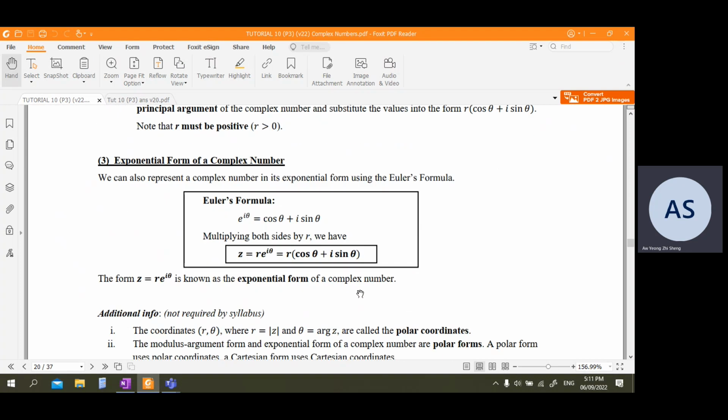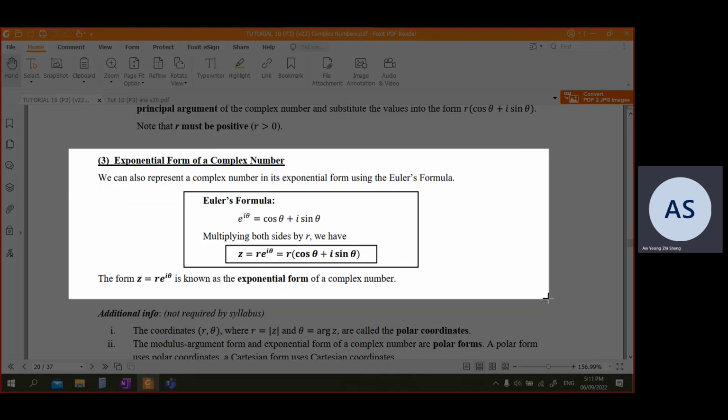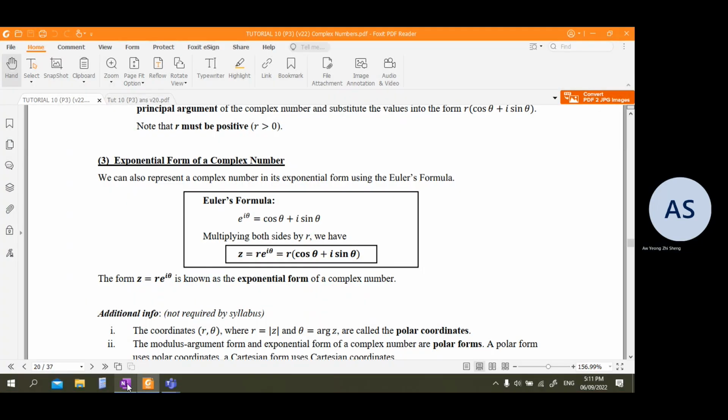Right. Next, we move to the third form, which is known as exponential form.